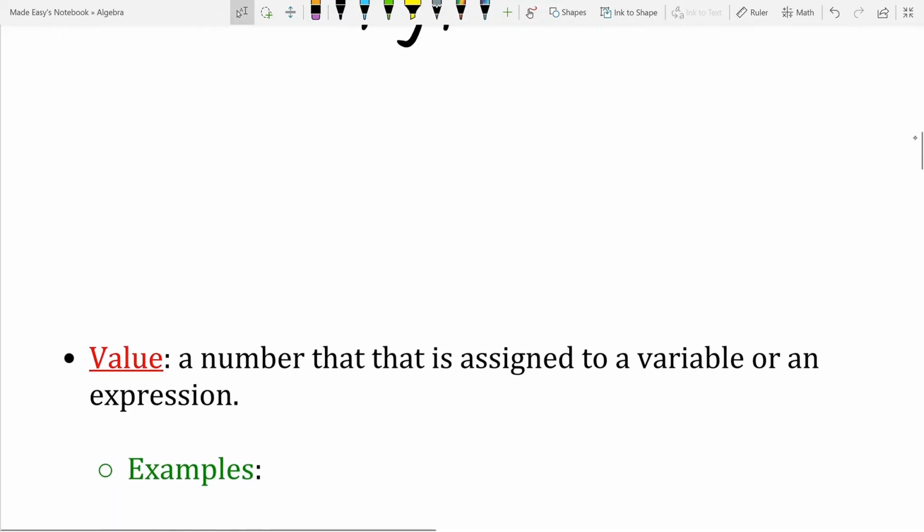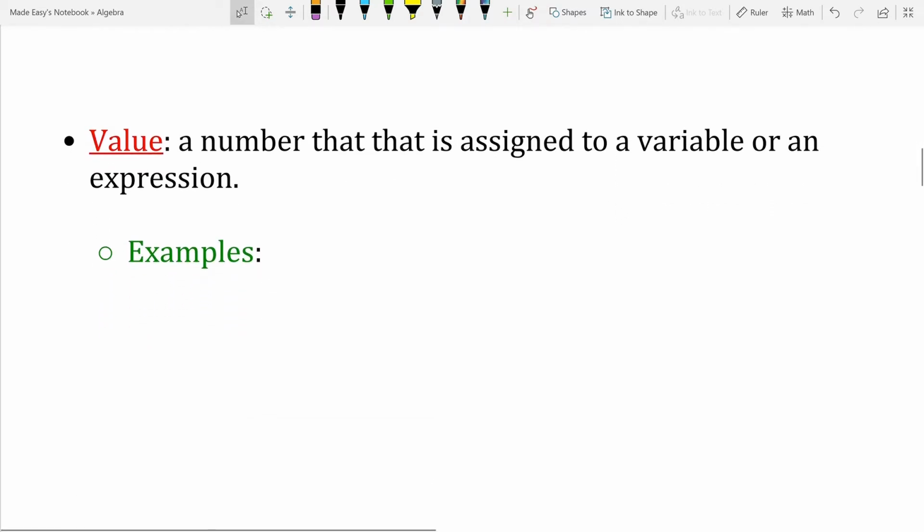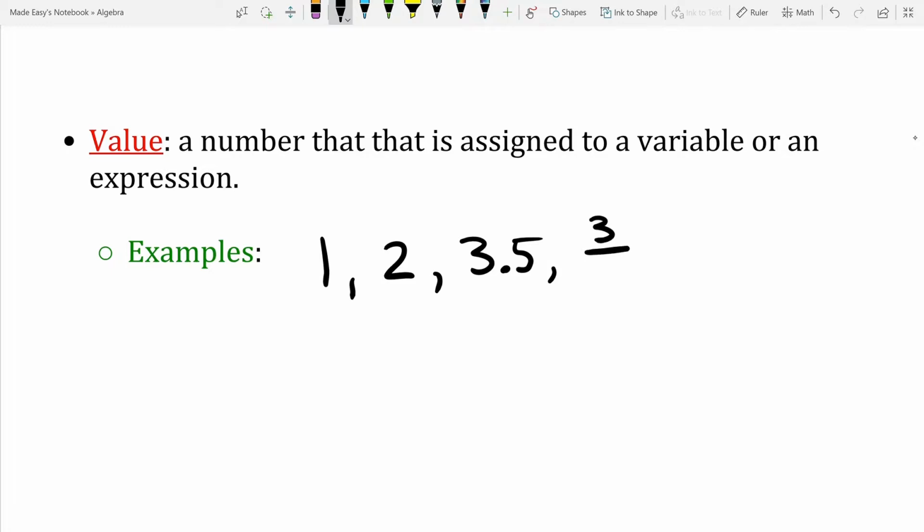Next, let's discuss value. What is a value? A value is simply a number that is assigned to a variable or an expression. A value can be any number, 1, 2, it can be a decimal, 3.5, it can be a fraction, like 3/4, or it can be positive or negative, such as -3.